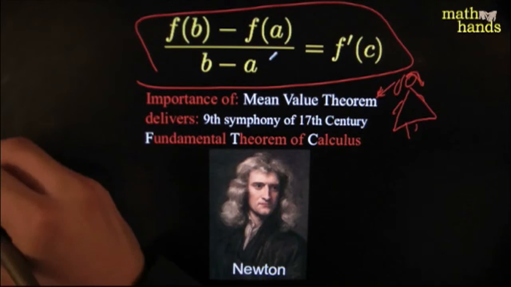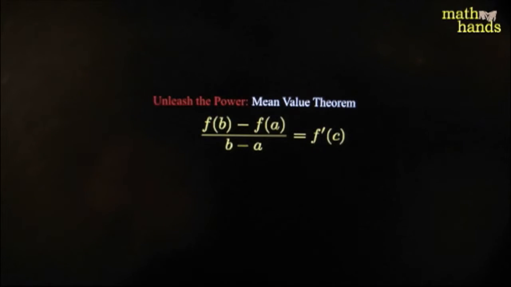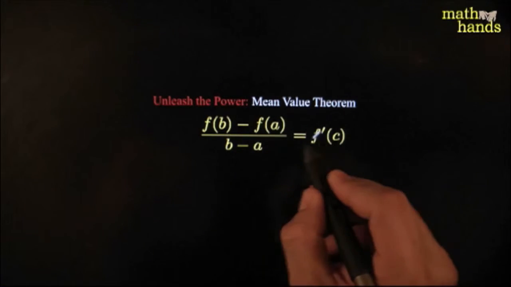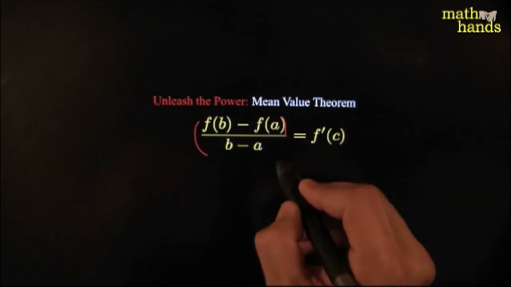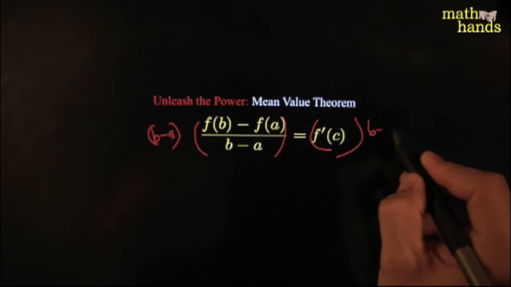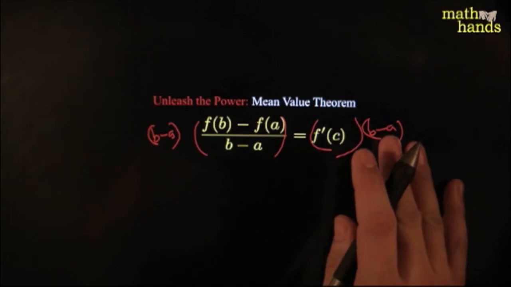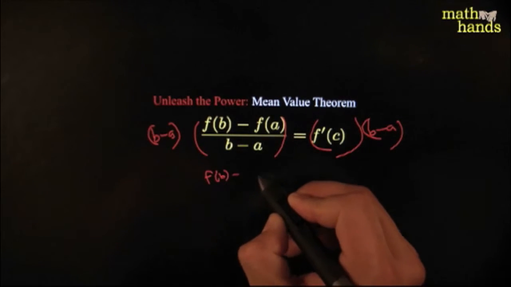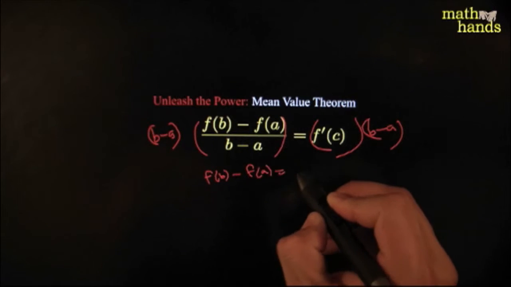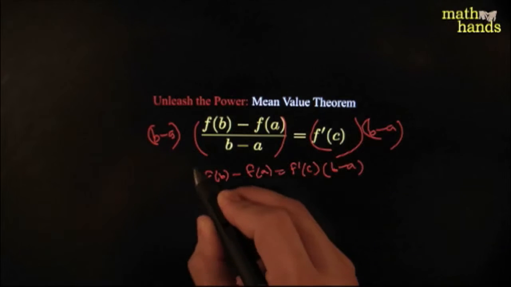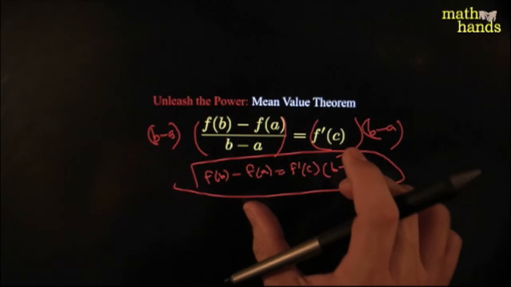Alright, so let's do it. Let's unleash the power of the mean value theorem. As it stands, it's not that big of a deal, but suppose I multiply both sides by the quantity b minus a. If I multiply both sides by b minus a, I get this new version of the mean value theorem, which is not that different than before, but it's just a slightly new version. This version turns out to be a lot more powerful.